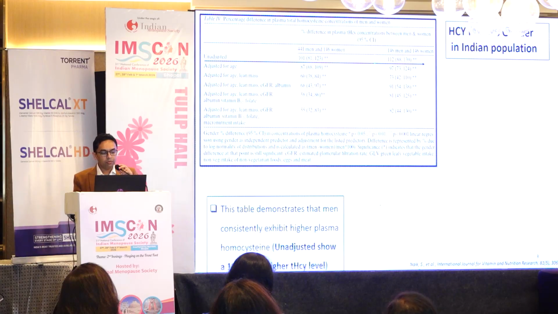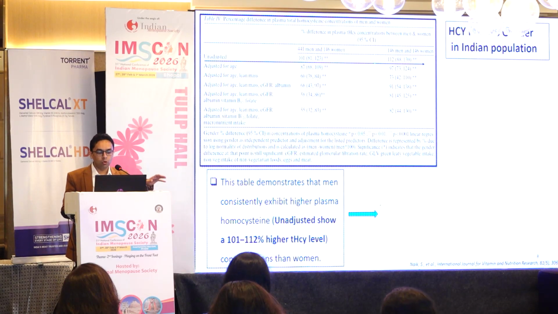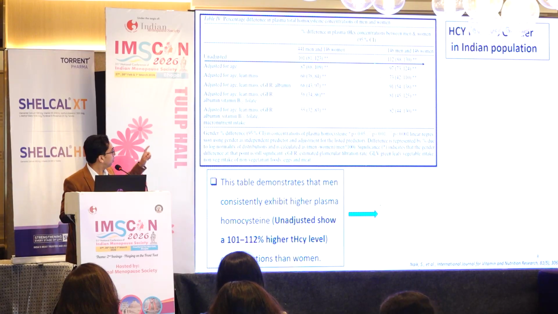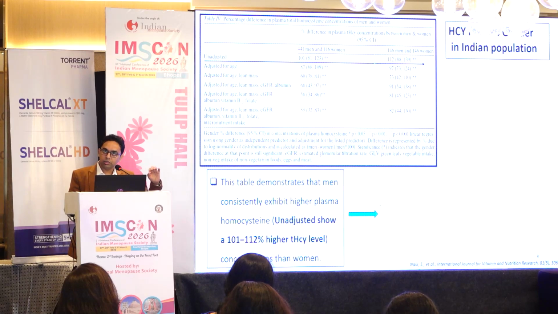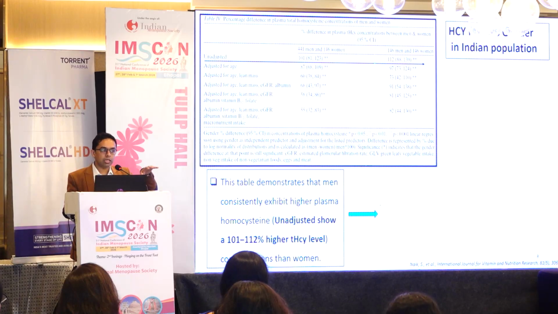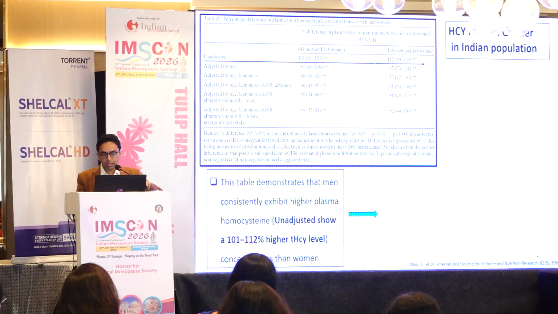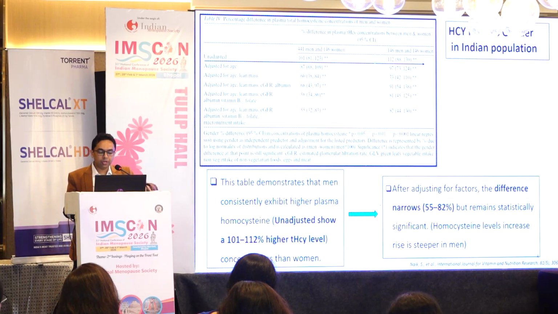Okay. Now, if you talk about gender, here you will see that rather than women, men are the ones who had more of this homocysteine. And if you adjust for height, if you adjust for lean body mass, if you adjust for eGFR, if you adjust for albumin, we are adjusting because most of this homocysteine is actually bound to albumin. That is why we are adjusting it. So even after that, it is higher in men as against women. And the difference is even up to the tune of 55 to 82%.